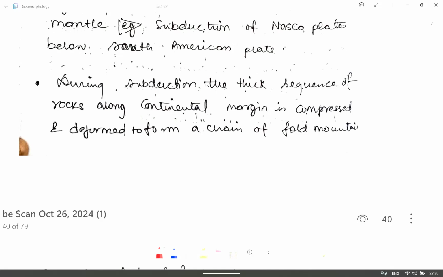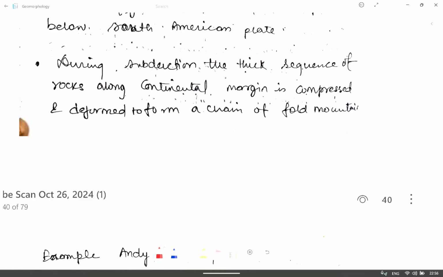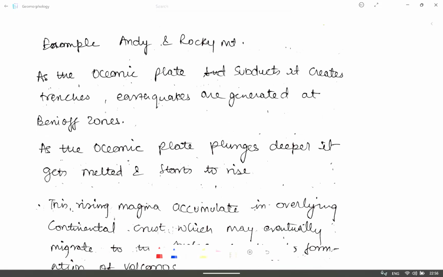अब क्योंकि यहाँ से oceanic crust बहुत ज्यादा pressure देगा continents के ऊपर, now जो भी landforms are present, they will start compressing and lead to the formation of fold mountains, जैसे कि Andes mountains, rock mountains ऐसे ही form हुआ है. Now as the oceanic plate subducts, it creates trenches and earthquakes होता है in the Benioff zone.